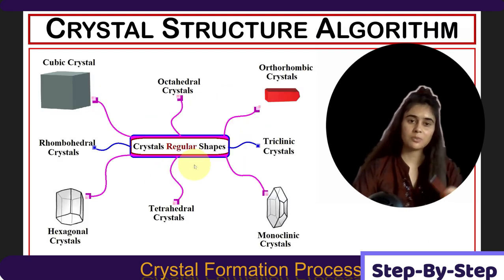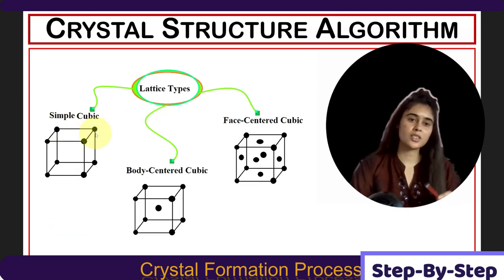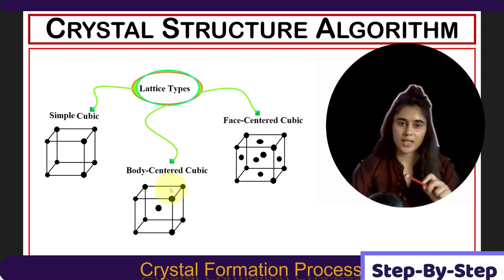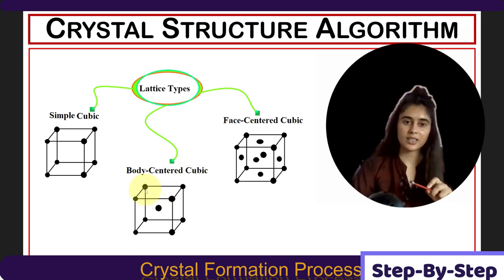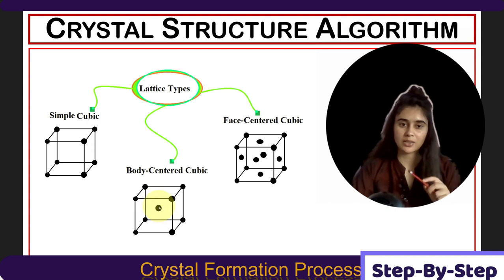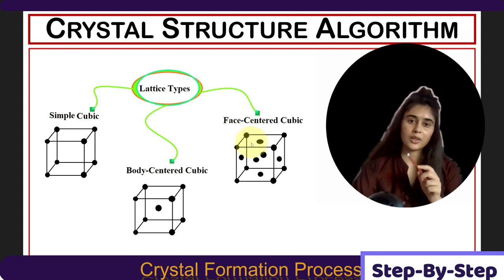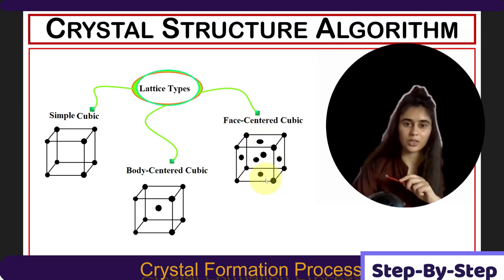In this algorithm, the most well-known regular shapes are considered. In simple cubic, you can see the atoms are located at the corners of the cube. In body-centered cubic, you can see the atoms are located at the corners of the cube with an additional atom at the center of the cube. Last we have face-centered cubic. Here again you can see the atoms are at the corners of the cube, plus the atoms are also in the center of each face of the cube.